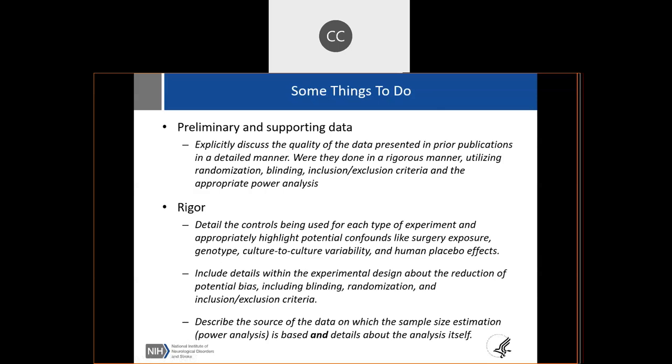Like I said, we talked about discussing the rigor. Talk about the controls being used, whether it's blinded, whether it's properly powered. How you're eliminating the bias in these studies is really important. And you do that in the research strategy section. Don't bury it in your vertebrate animal section. You need to discuss it succinctly, but discuss it.